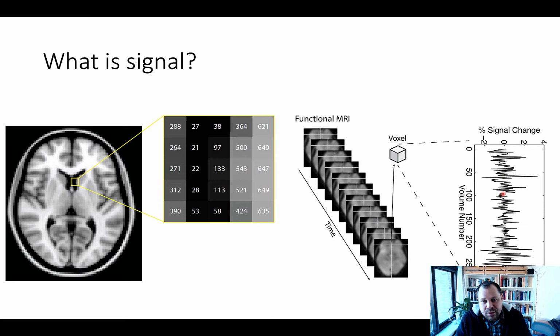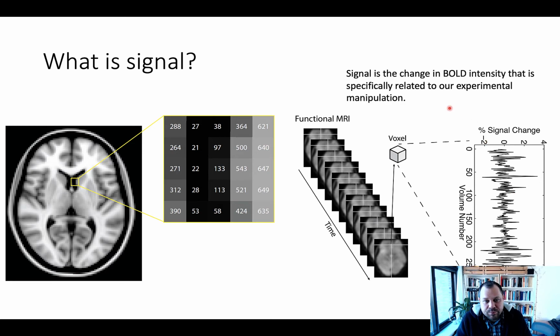When we talk about functional MRI, then signal really is considered the change in the BOLD signal, in the signal magnitude across time. So we're more interested in how each voxel changes its signal intensity given the regional cerebral blood flow across time, and ideally this correlates with the task that we ask our subjects to perform.